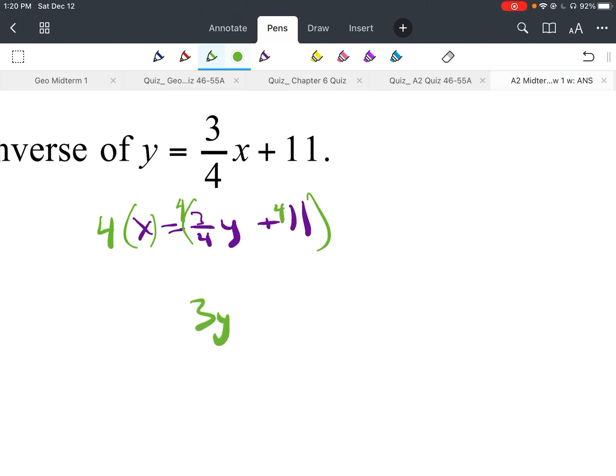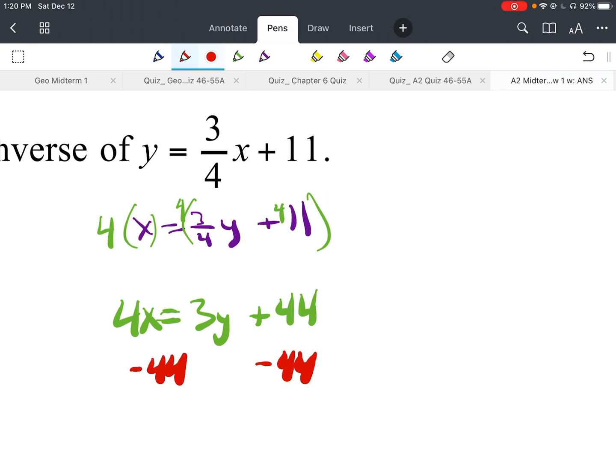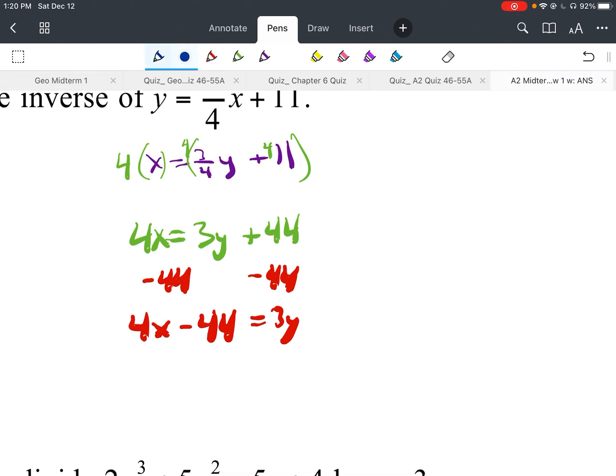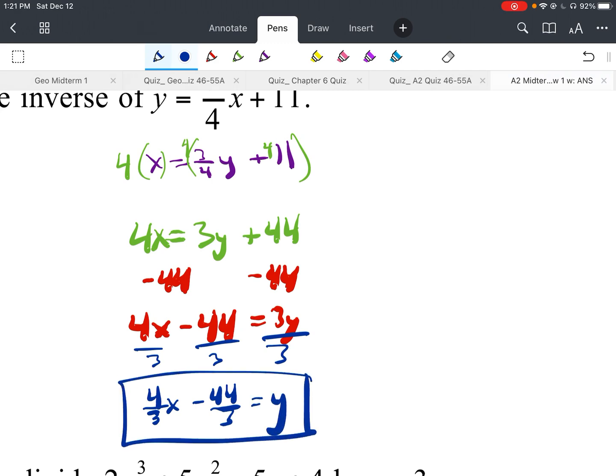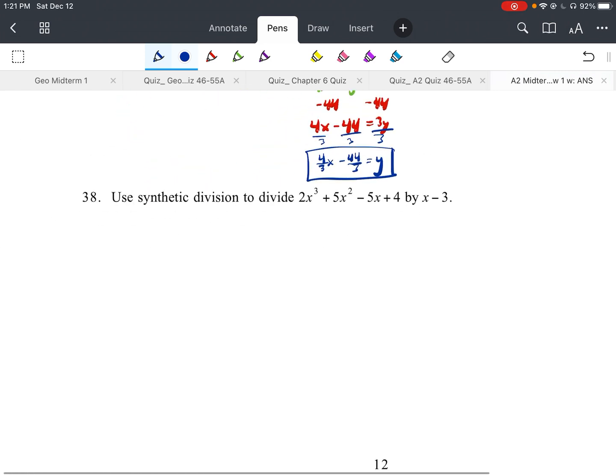So this is now 3y plus 44 equals 4x. I don't know that I saved any time on that because I'm going to end up with a fraction anyway, but alas, here we are. Minus 44 minus 44, and I get 4x minus 44 equals 3y. And now we just divide everything by 3. Whoop, 3, and I get 4/3 x minus 44/3 equals y. Nice inverse.